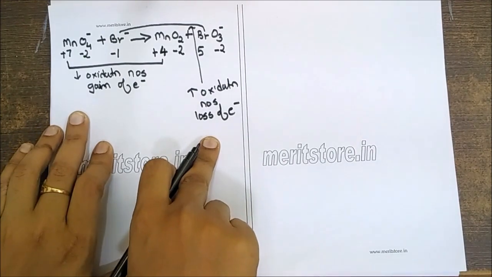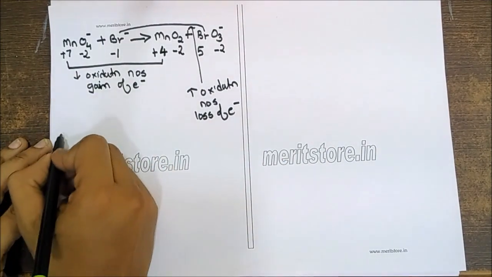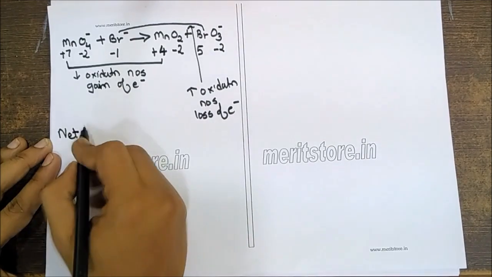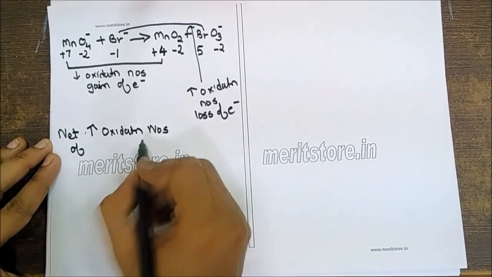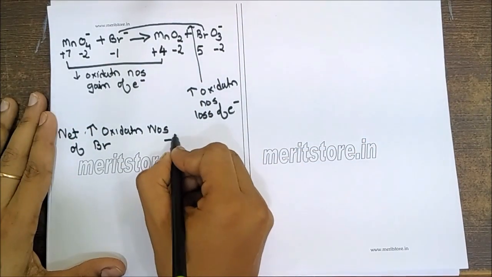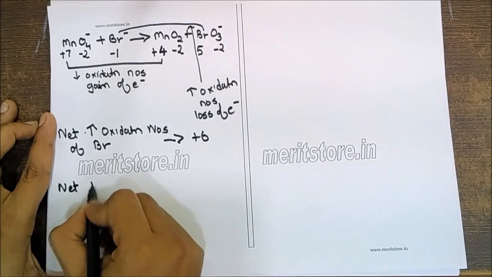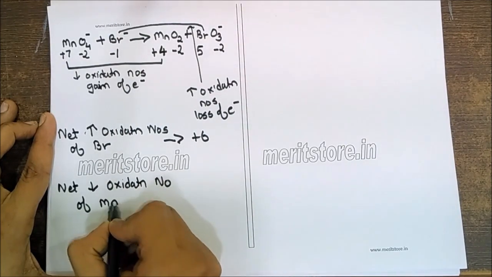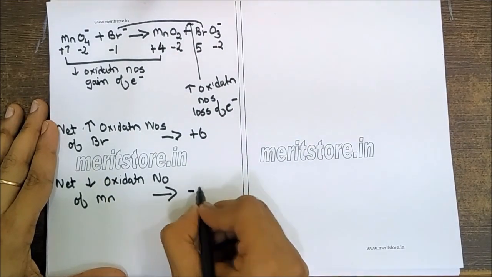Now after this step, we have to determine the net increase or decrease in the oxidation number. So first we will do it for each atom. Since there is only one atom, we can as well call it net. So the net increase in oxidation number of Br. See, Br has undergone an increase, right? So the net increase from -1 to 5 would be +6. And the net decrease in oxidation number of Mn: from 7, it has come down to 4. So the decrease is of 3.